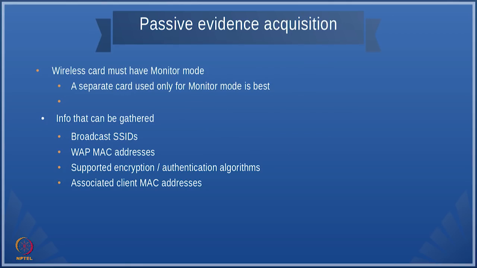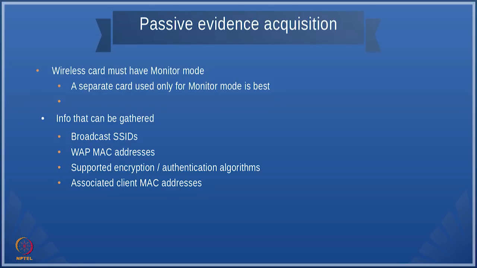As a network forensic expert, you need to be aware that there are certain channels which may not be visible to you. So when you do forensics, you have to look at all the channels and get the logs out of the channels, because collecting evidence itself is a big problem in wireless networks. The other part is that you can actually do passive evidence acquisition. Wireless cards must also have something known as a monitor mode, and it is better you purchase some wireless cards in order to solve the previous problem that we discussed.